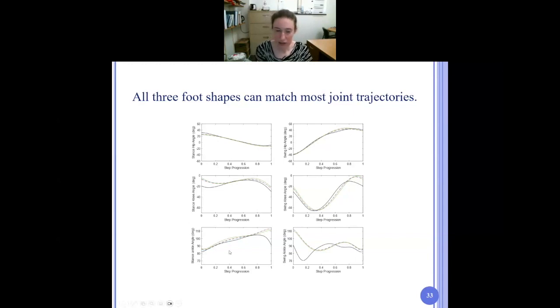And you can also see that there's not much difference between the 3 foot models. And this is true across subjects and across walking speeds. So what we can conclude from this is that the foot shape doesn't matter hugely. You can use any of these 3 parameterizations, but it is important to have the ankle joint at the biological ankle if you want to get plausible ankle angles.